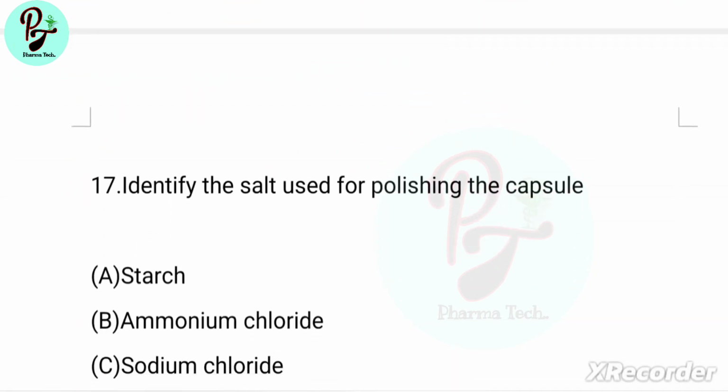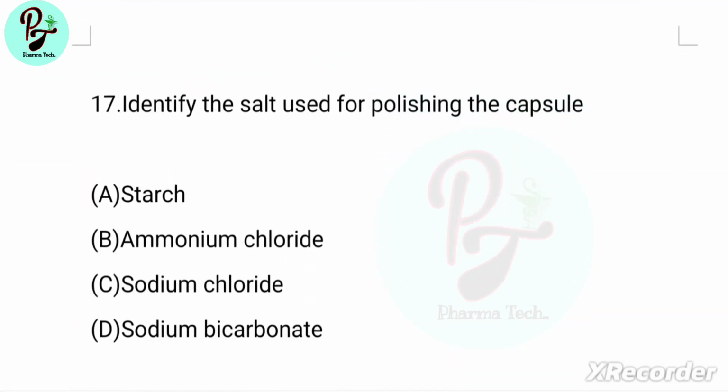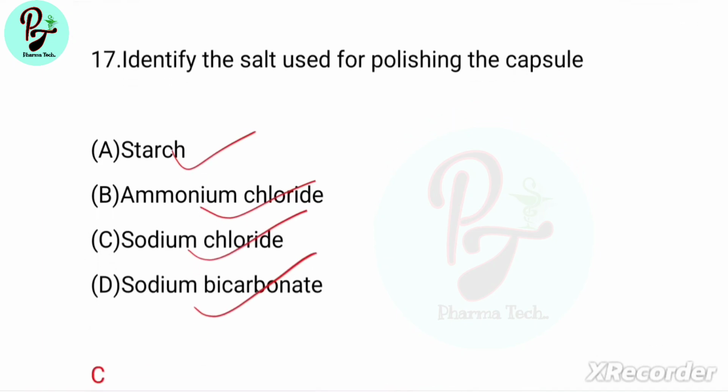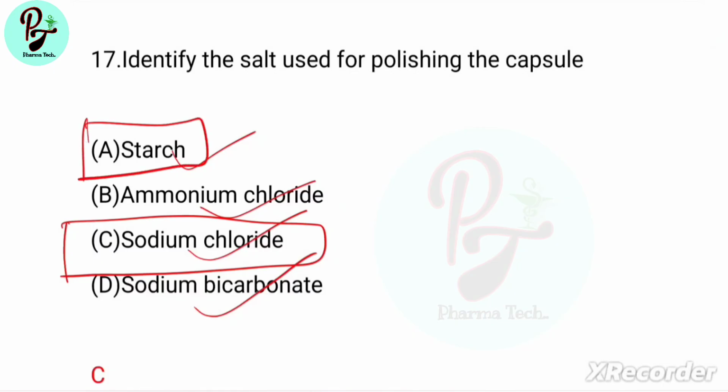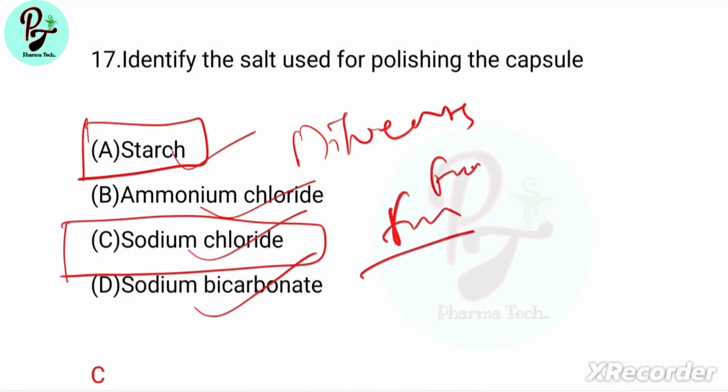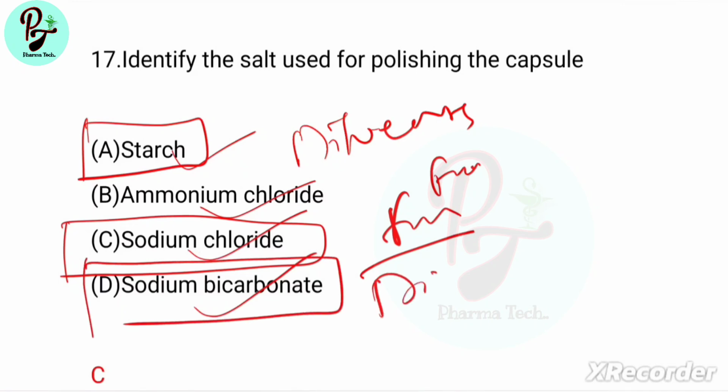Next question, question number 17: identify the salt used for polishing the capsule. Options are starch, ammonium chloride, sodium chloride. Answer is C, sodium chloride. Starch is used as a diluent for the formation of tablets. Sodium bicarbonate is used as a disintegrating agent for tablets.